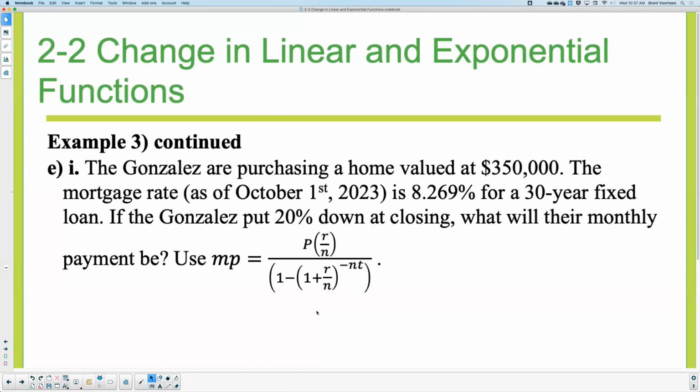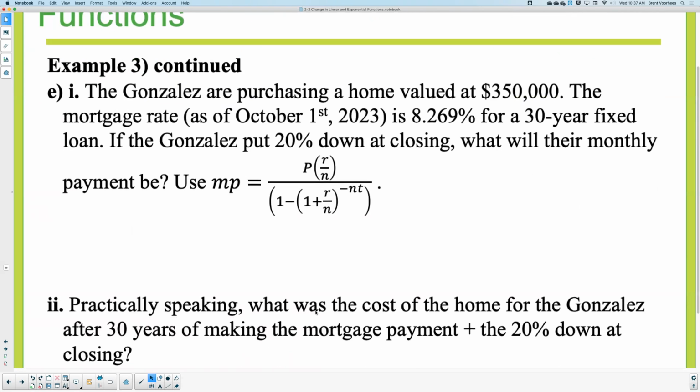Do I have one more here? Yeah, I do. I want you to see this. So you're purchasing a home valued at this amount. The mortgage rate as of October 1st, 2023 is this amount right here. That's what it is for a 30-year fixed loan. If the Gonzalez put down 20% at closing, what will their monthly payment be?